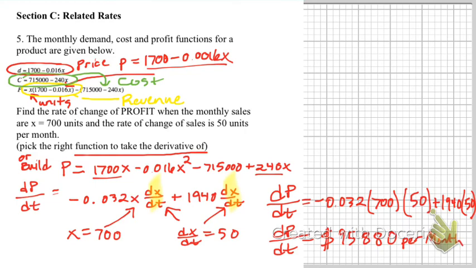$95,880 per week increase in profit by change of sales of 50 units per month from the current rate of 700 units per month. So I'd say that's a pretty good deal. Hope that helps. There'll be another one coming as well.